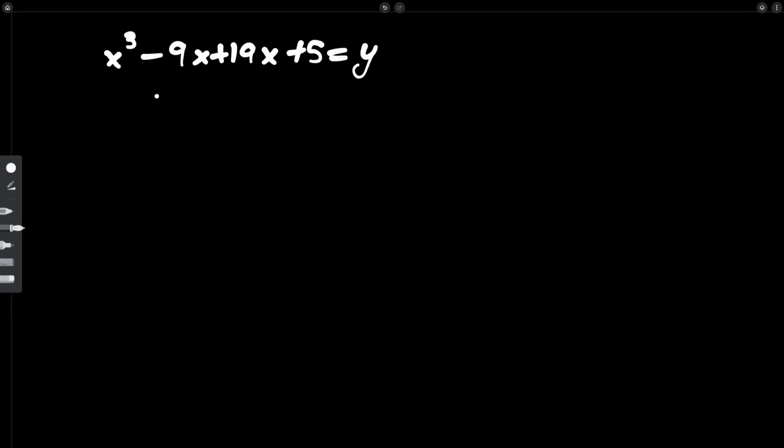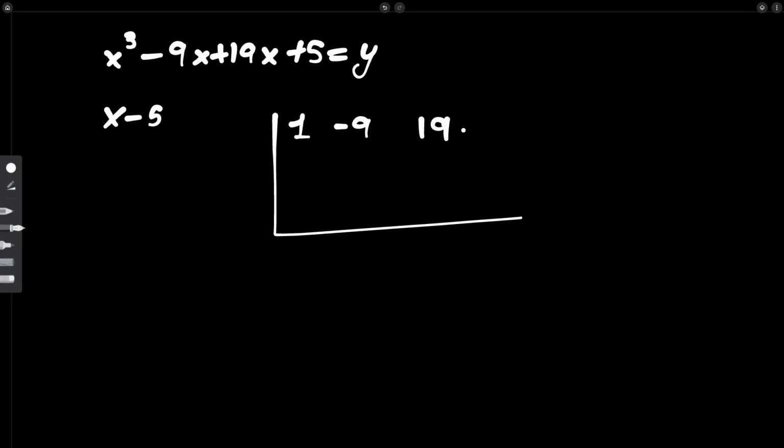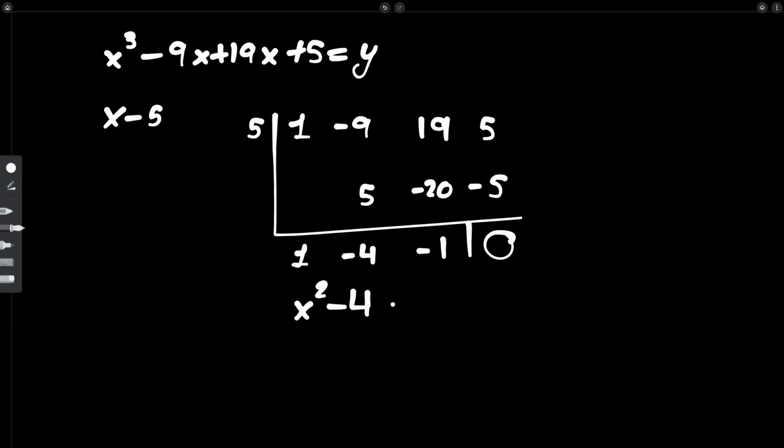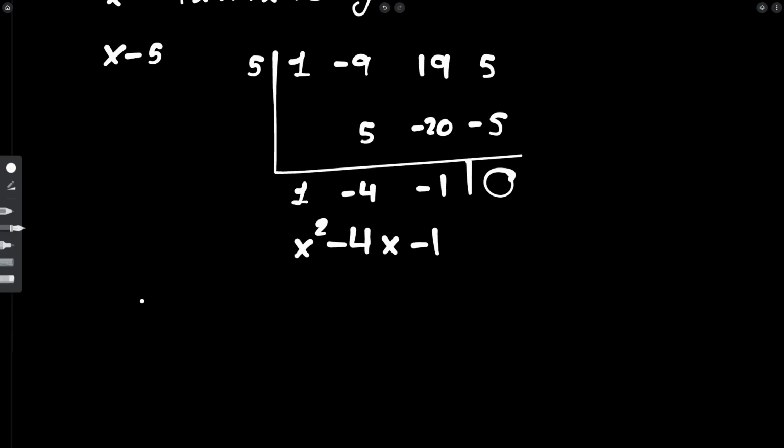And then now, because it was x minus 5, we can use synthetic division again. It's a lot faster. 1, negative 9, 19, and 5. We put the positive 5 here, and let's begin. We put down the 1, multiply, that gives us positive 5. Add them together, that's negative 4. Multiply by 5, that's negative 20. Sum them, that's negative 1. Multiply, that's negative 5, and that gives us 0. No remainder, and we get x squared minus 4x minus 1. So here we have y equals x minus 5 times x squared minus 4x minus 1.